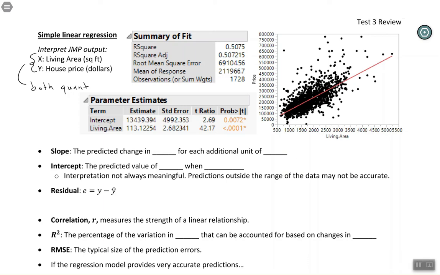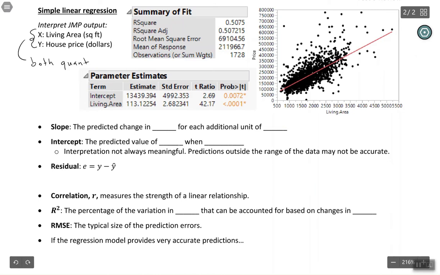And we're going to start off by interpreting the output. This is the output that you get from doing Analyze, Fit Y by X. Okay, so when we interpret the slope, it is the predicted change in y for each additional unit of x. So this number that's given right here next to the explanatory variable, that number is the slope. So this is telling us that as living area increases by 1 unit, 1 square foot in this case, price is expected to increase by $113.